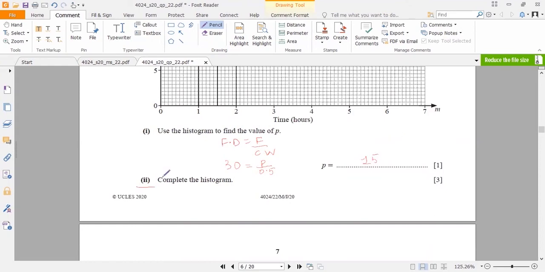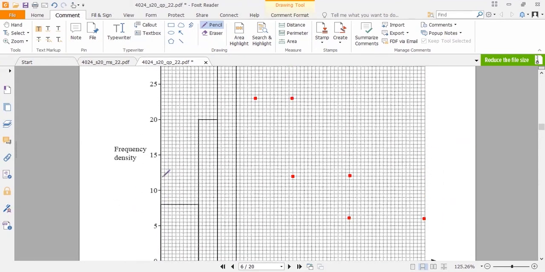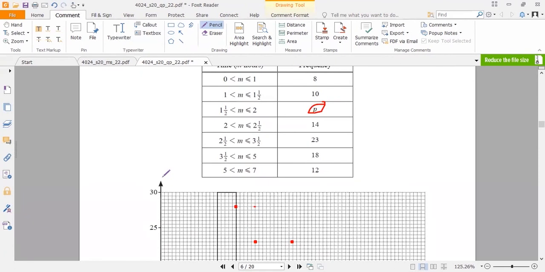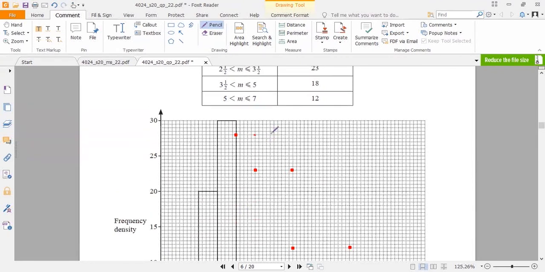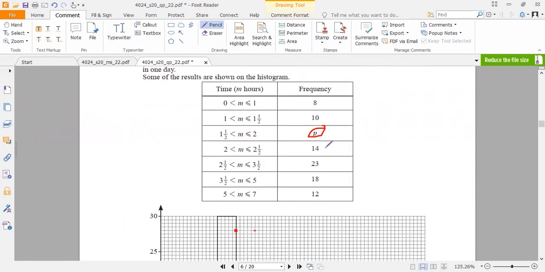Now for part 2, we have to complete the histogram. Already we have 3 classes over here, and we have to convert the remaining ones in the form of frequency density. For this purpose, we make another column named frequency density by using the formula frequency divided by class width. So we start work from here.